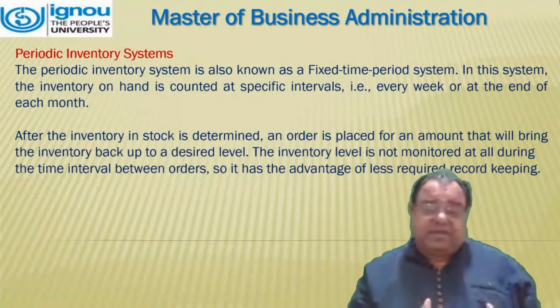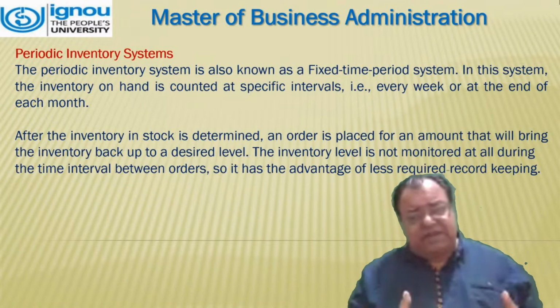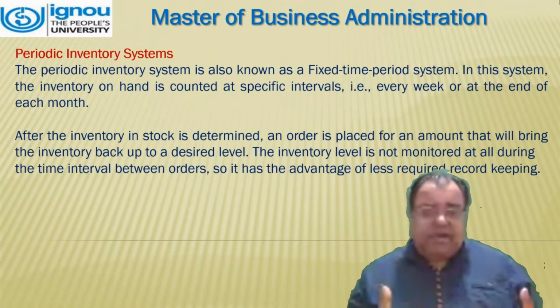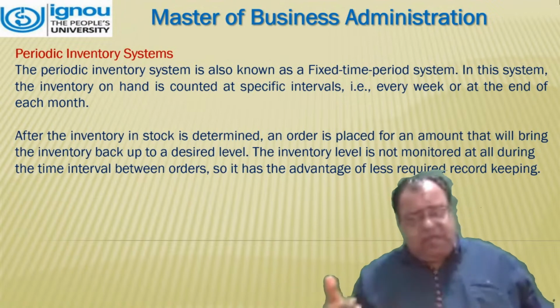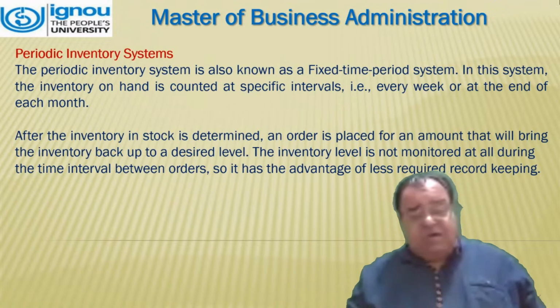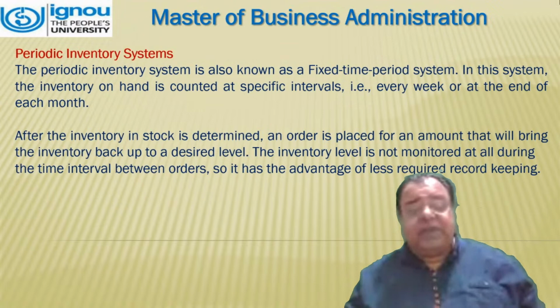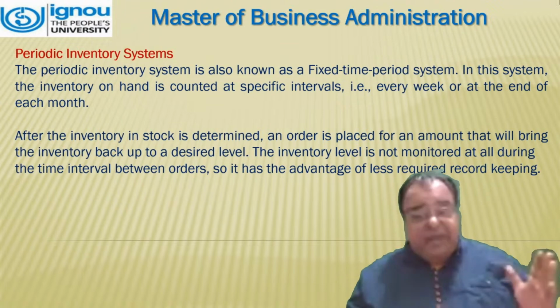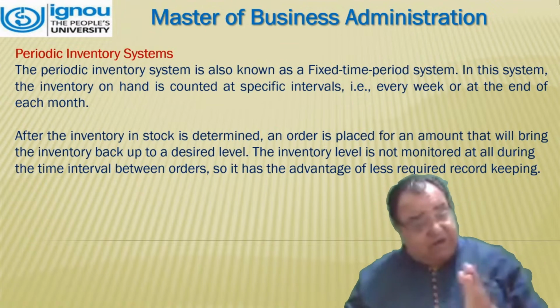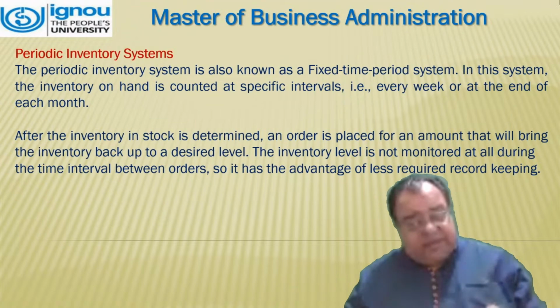Periodic inventory systems. The periodic inventory system is also known as fixed time period system. In this system, the inventory on hand is counted at specific intervals of time. It can be a week or it can be at the end of each month. After the inventory in stock is determined, an order is placed for an amount that will bring the inventory back to the desired level. The inventory level is not monitored at all during the time interval between orders. So it has the advantage of less required record keeping.